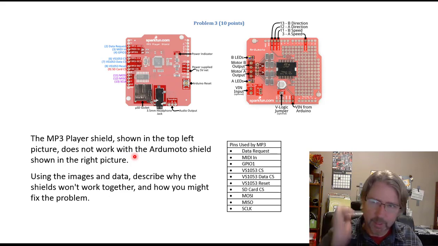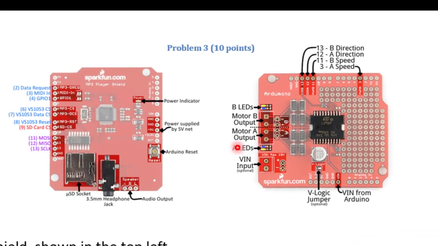Why doesn't it work? And the reason is here. If you look at the pins, these are oriented differently, but this notch here corresponds to this notch here. The motor driver board needs pins 11, 12, 13, and 3. Just needs these 4 pins. And the MP3 player is also using 11, 12, and 13. So if we try to use these at the same time, when we send motor commands, it's going to break the MP3 function. When we send MP3 function commands, it's going to drive the motors and do weird things.